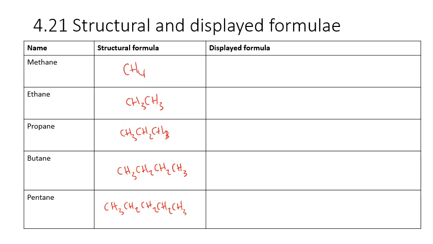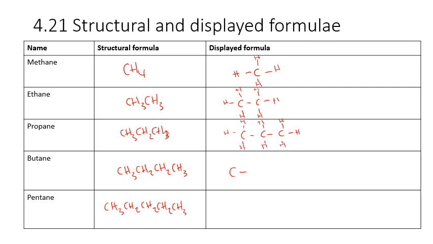Now, for each one, for the displayed formula, we need to show the covalent bonds. So, for methane, we draw our bonds in and our hydrogens, CH4. For ethane, we've got 3 hydrogens bonded to each of the carbons. For propane, we've got 3 carbons, and we could draw our hydrogens in. Get very tired of drawing hydrogens doing this, but it's very important.